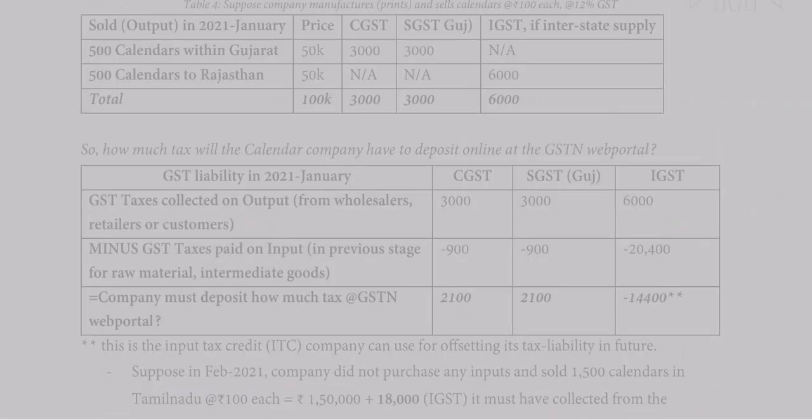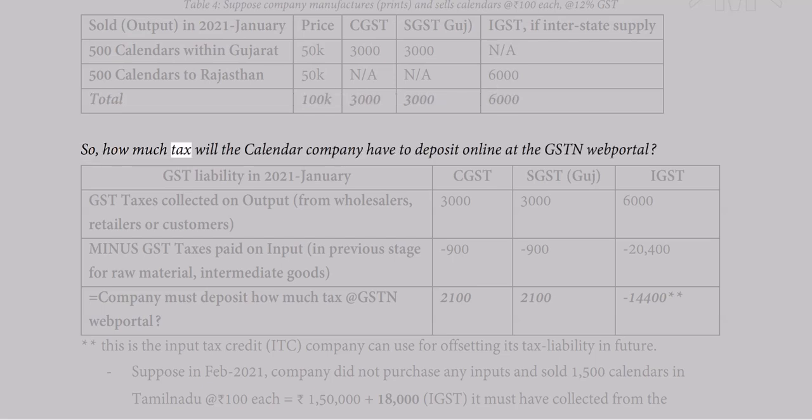Table 4: Suppose the company manufactures, prints, and sells calendars at 100 each at 12% GST. Sold output in January 2021: 500 calendars within Gujarat, 50K, CGST and SGST 3,000 each, IGST not applicable. 500 calendars to Rajasthan, 50K, CGST and SGST not applicable, IGST 6,000. Total 100K, 3,000, 6,000.